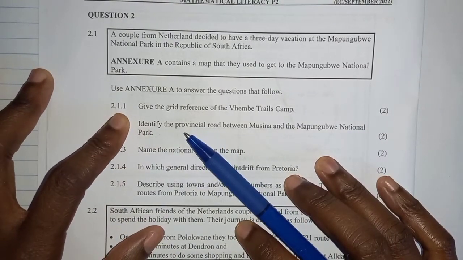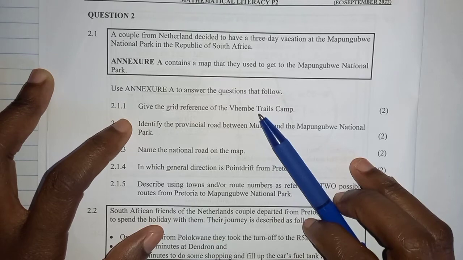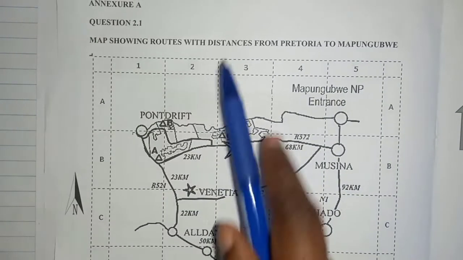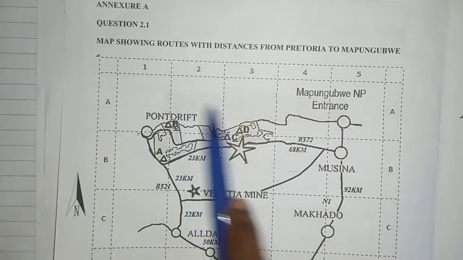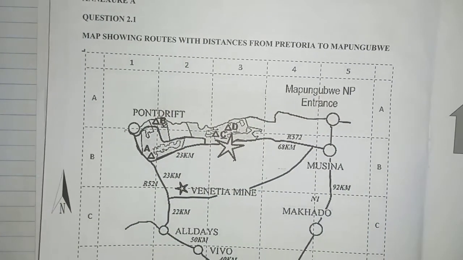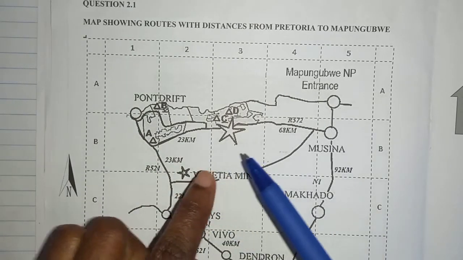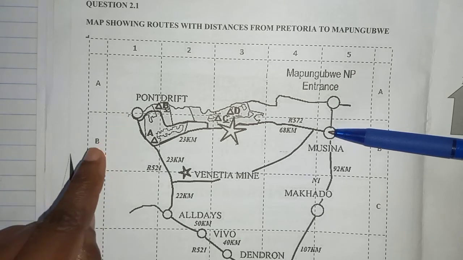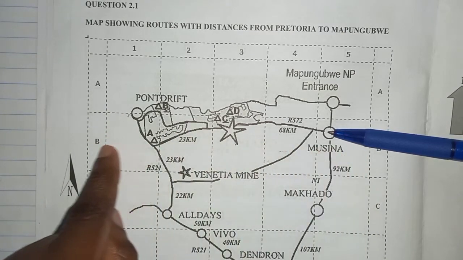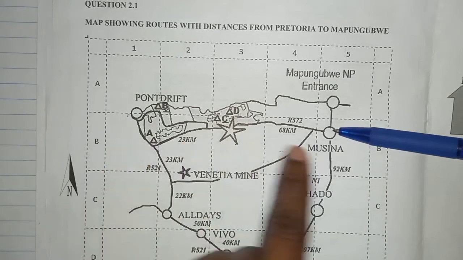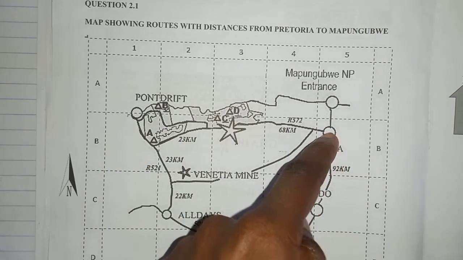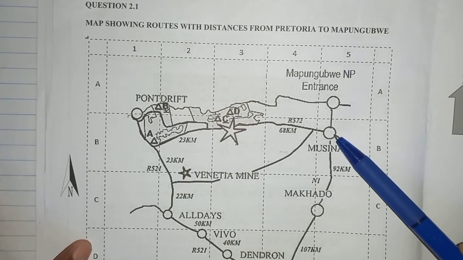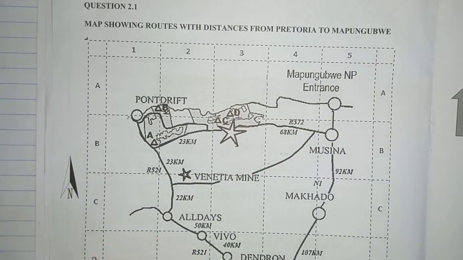2.1.1, give the grid reference of the Vhembe Trails Camp. Grid. What is a grid? A grid are these lines that are dividing this into small pieces, right? So how do you read a grid? For example, let's take Musina. There is Musina there. And then Musina is on this B area here called B. And it's also on, if you read down, it's on 5. So what it actually is, it is 5B. That would be its grid reference.